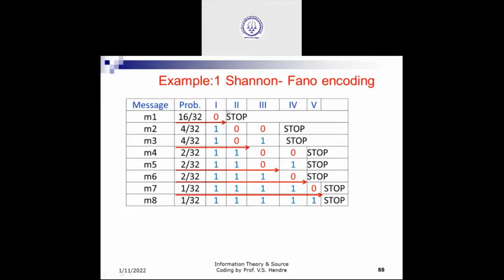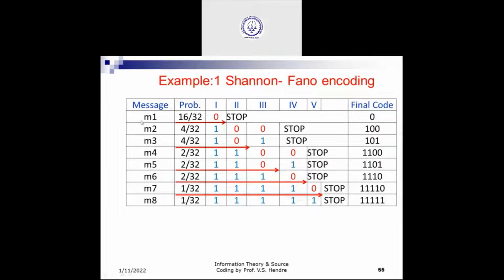Step number 3, upper part you assign binary 0, lower part you assign binary 1, and continue this particular step until you have a single element in the upper or lower part. That way you are able to generate the code words for the symbols M1 to M8. If I look at the solution, the final code that I got for the first symbol M1 is 0. For symbol M2 it is 100. For symbol M3 it is 101. For M4 1100, and so on till M8, five times 1.